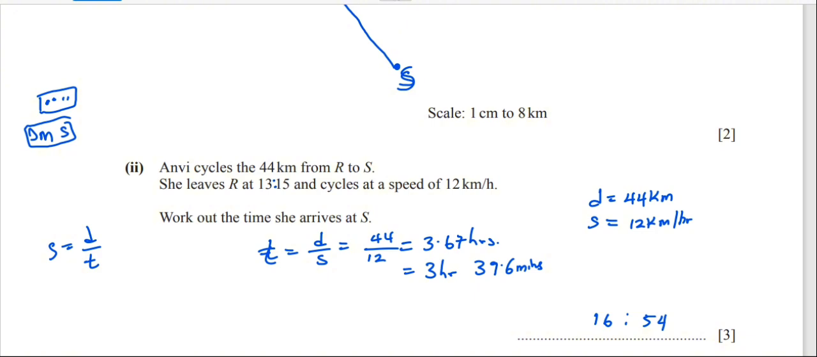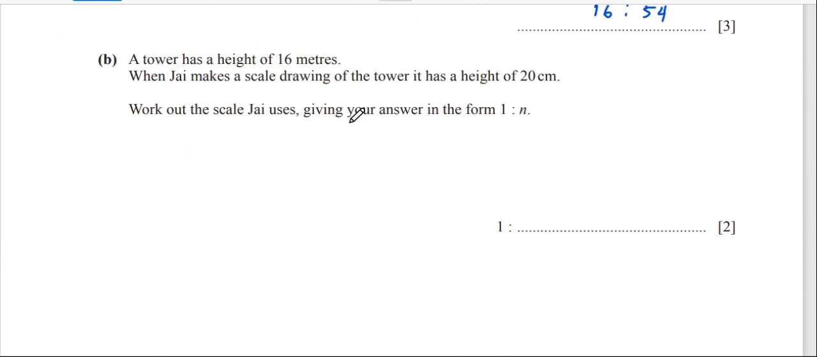Okay, so let's move to the next question now. They say that a tower has a height of 16 meters. When Jai makes a scale drawing of the tower, it has a height of 20 cm. Work out the scale Jai uses. Give your answer in the form 1:n.